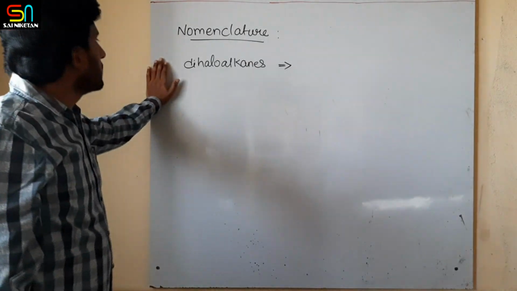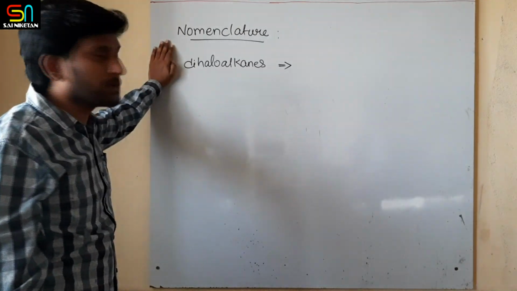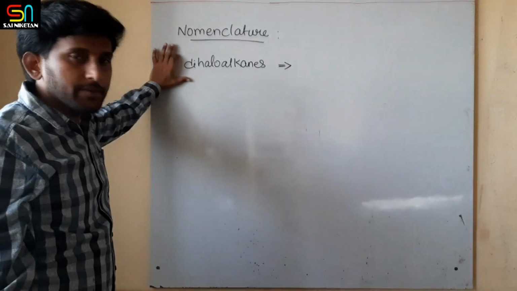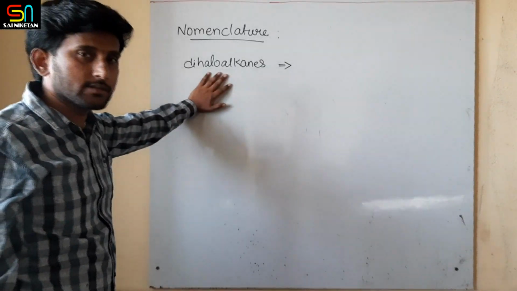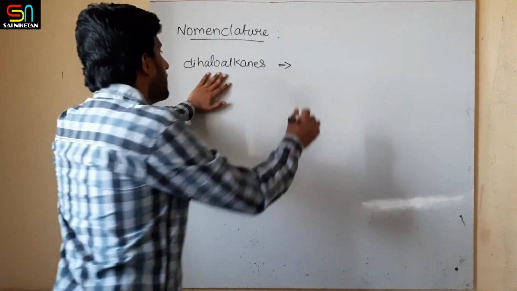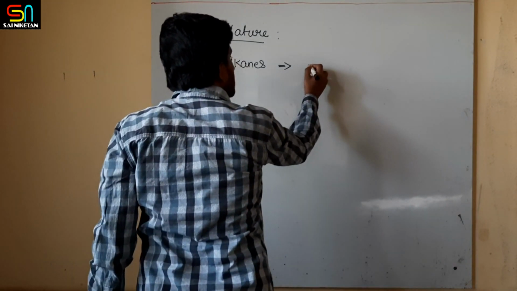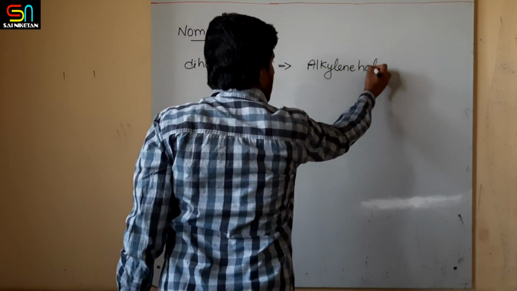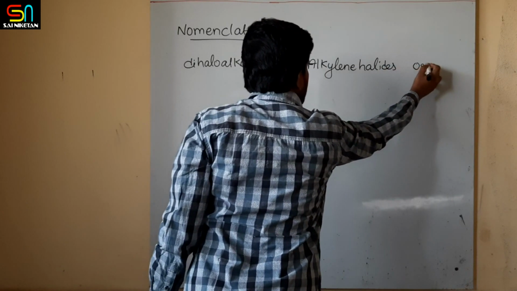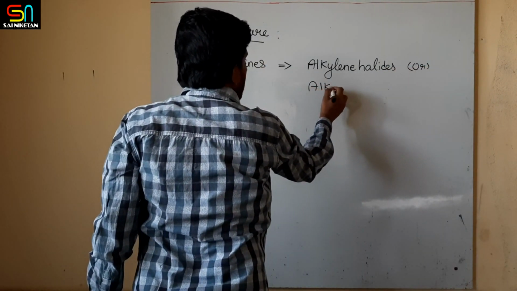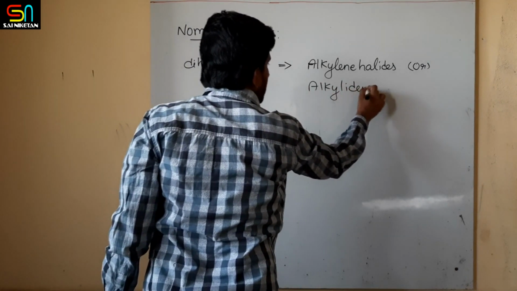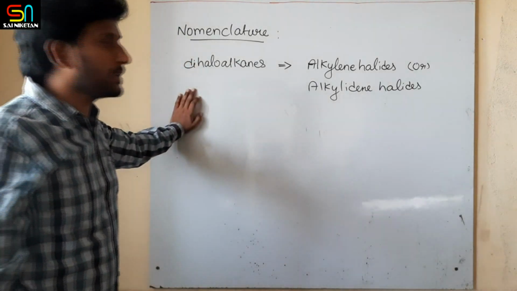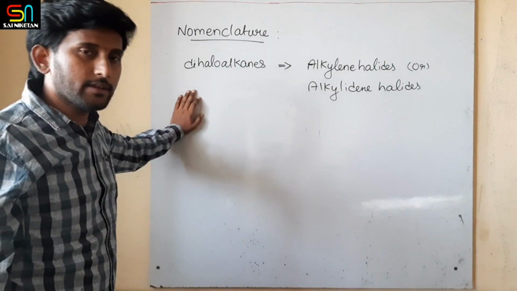So we'll see a few more examples on nomenclature of haloalkanes and haloarenes. Commonly, dihaloalkanes or alkyl dihalides are also called alkylene halides or alkylidene halides. They can also be called alkylene halides or commonly alkylidene halides.